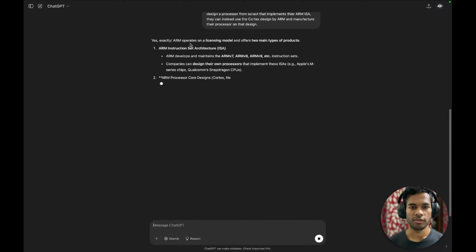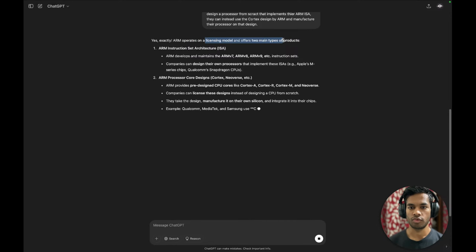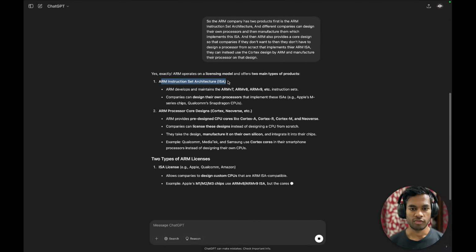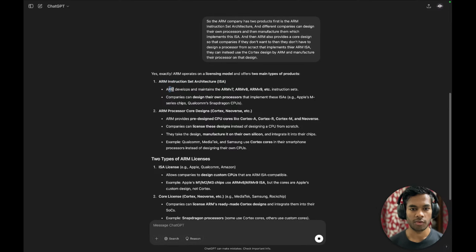Yes, exactly. ARM operates on a licensing model and offers two main types of products. First, the ARM instruction set architecture. ARM develops and maintains ARMv7, v8, and v9. We have v9 now, etc. That is, we might have more in the future. RISC-V is a thing, I guess. Companies can design their own processors that implement these ISAs. Examples: Apple's M1 and Qualcomm's Snapdragon. Second, ARM processor core designs: Cortex, Neoverse, etc.